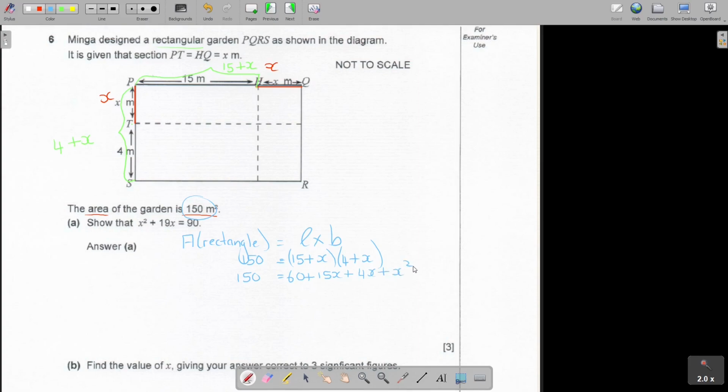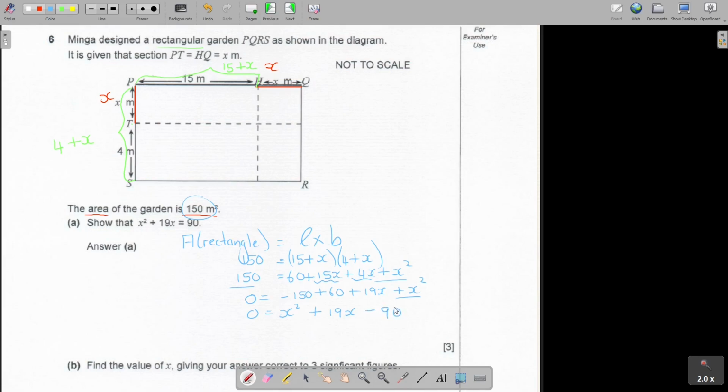Now, because this is positive, I leave it on this side and I take this 150 over. So let's just make it 0. You can even put it here, say negative 150 plus 60 plus, this is like terms, so that will be 19x plus x squared. Now I'm just going to rearrange a little bit. So put the x squared first because it's easier to use the formula then, and then put the 19x, and then negative 150 plus 60 is going to be negative 90.